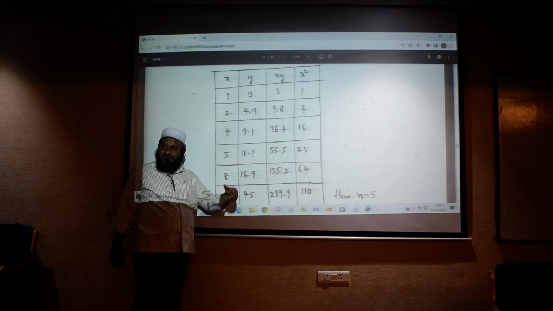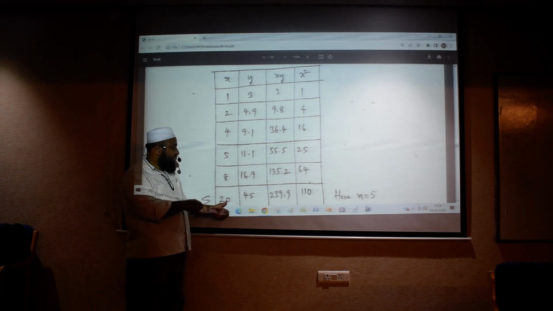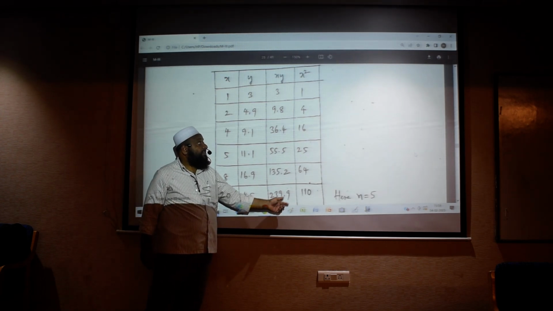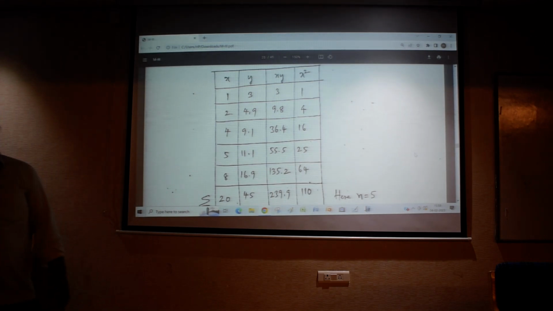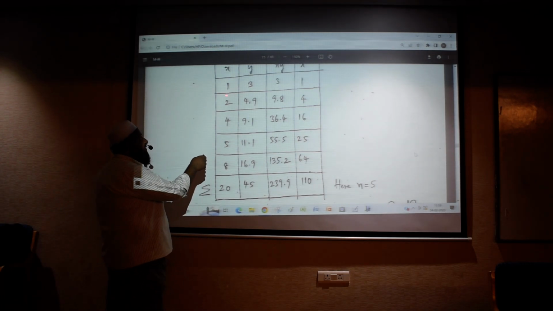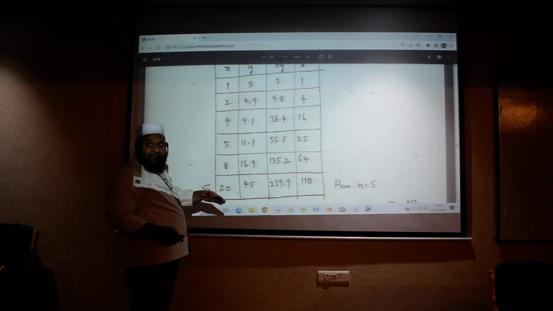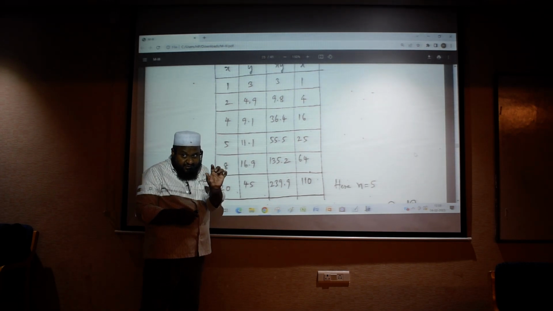So, what are the summation values? 20, 45, all this. What is this 20? Sigma x. Sigma y. Sigma xy, sigma x square. Now, n is how much here? 5. Because this 1 comma 3 is one point in two-dimensional geometry. 1 comma 3, x value and y value. So in the table it is given, no? Yes, sir.